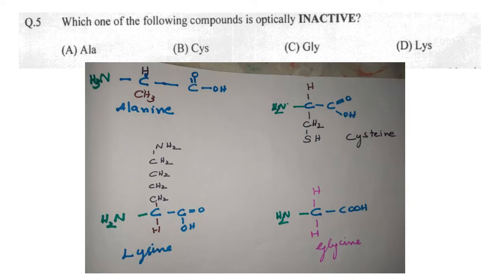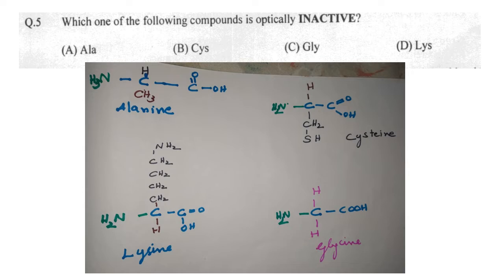Next one. Which of the following compounds is optically inactive? Now what is optically active? A substance which has optical activity rotates the plane of polarized light. That is an optically active substance. Now which compounds show optical activity? Chiral compounds, because they are capable of rotating the plane of polarized light. Now what is a chiral carbon atom? When there are 4 different groups attached to a carbon atom, it is called a chiral carbon.